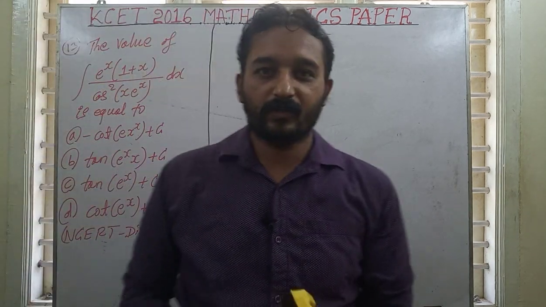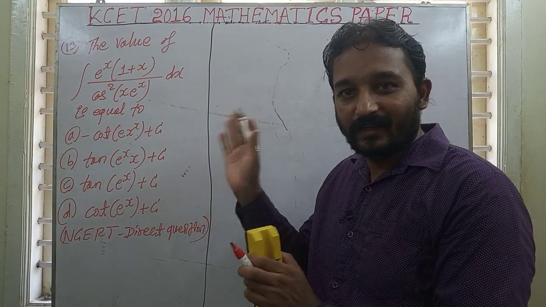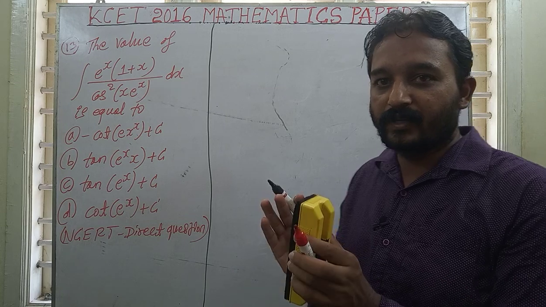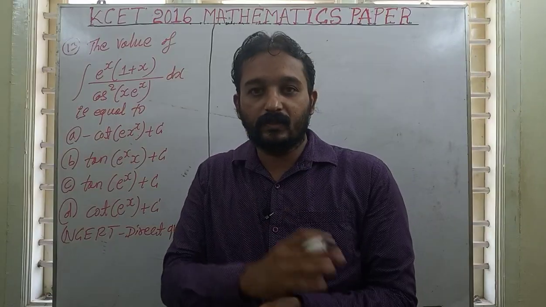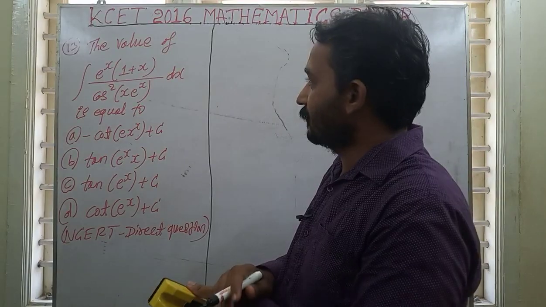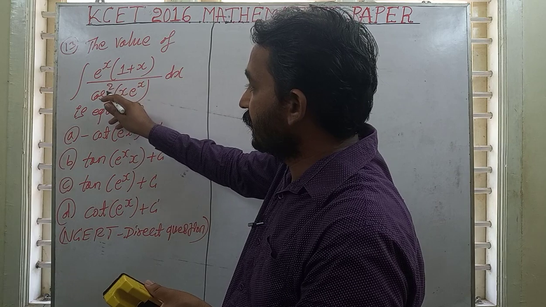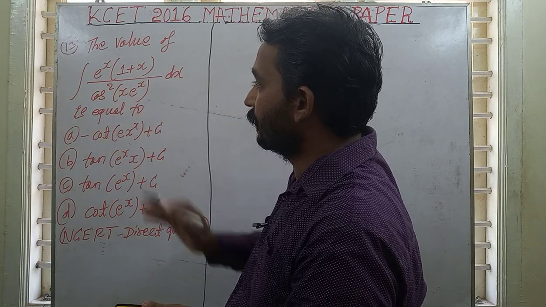So now let us move on to the next question, question number 13. This question is based on the chapter integration. Usually they ask 5 to 6 questions on this chapter in KCET. Let us take the first question in this case. So what is the question? Find the integration of this integrand. What is its value?